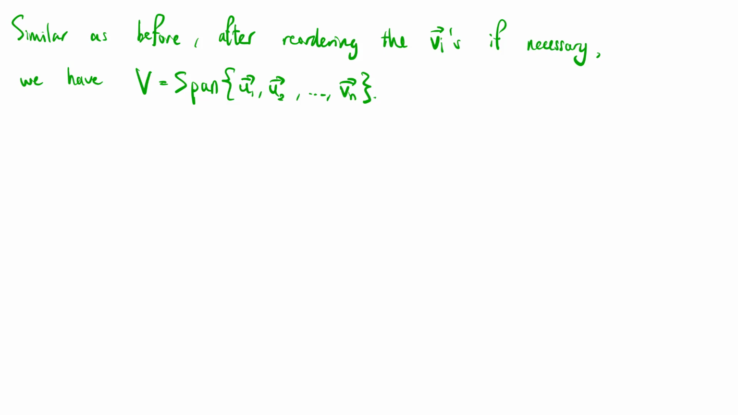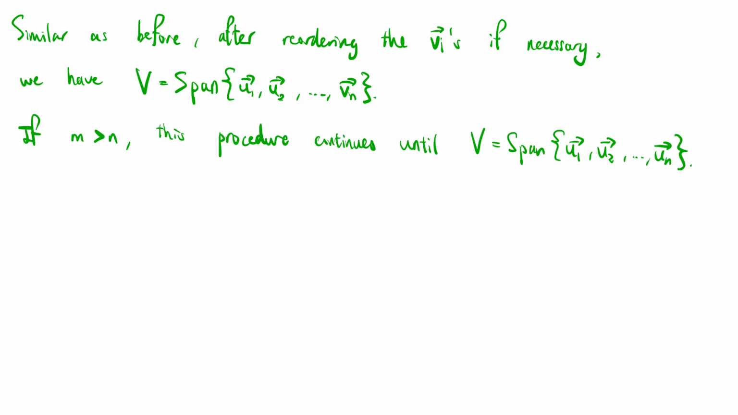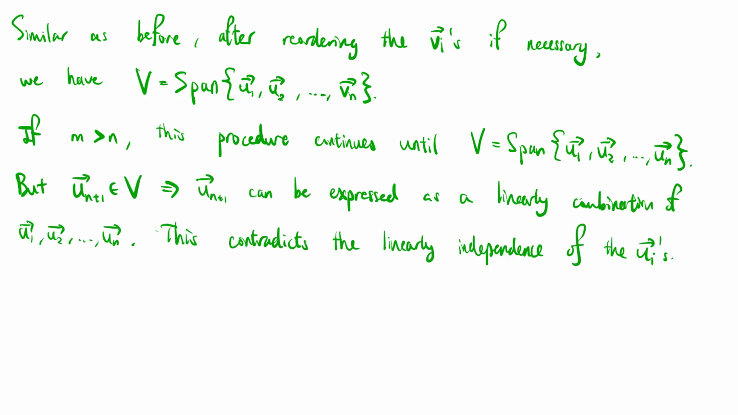Now, if m is greater than n, this procedure continues until V equals the span of u1, u2, up to un. But u(n+1) is in V, so u(n+1) can be expressed as a linear combination of u1, u2, up to un. This contradicts the linear independence of the ui's. Hence, m must be less than or equal to n, and this completes the proof.